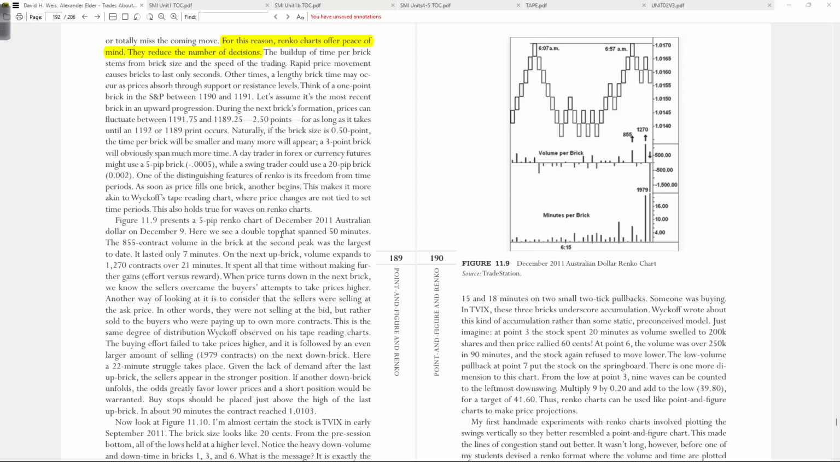Here we see a double top that spanned 50 minutes. The 855 contract volume in the break at the second peak was the largest to date. It lasted only 7 minutes. On the next upbreak, volume expands to 1,270 contracts over 21 minutes. It spent all that time without making further gains: effort versus reward, right?